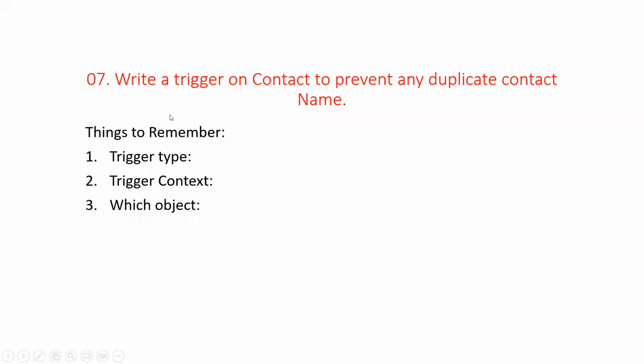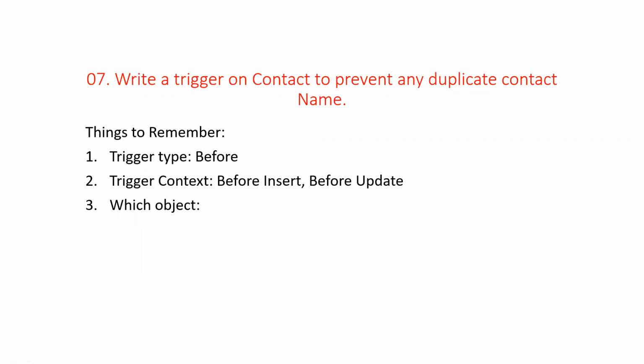We had written one trigger to prevent duplicate records on the account object. Now we are writing a trigger to prevent duplicate records in the contact object. For that, what do we need? As usual, we need the trigger type. This is a before trigger because it should be a validation before inserting any records to the contact object. So this type of trigger is a before trigger.